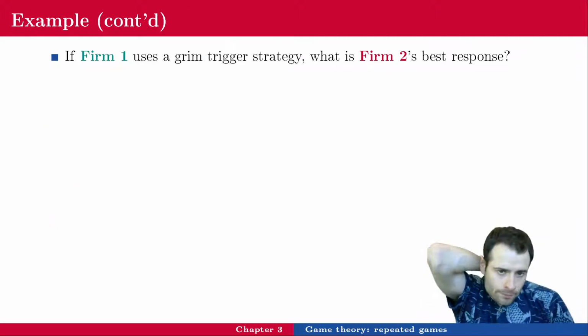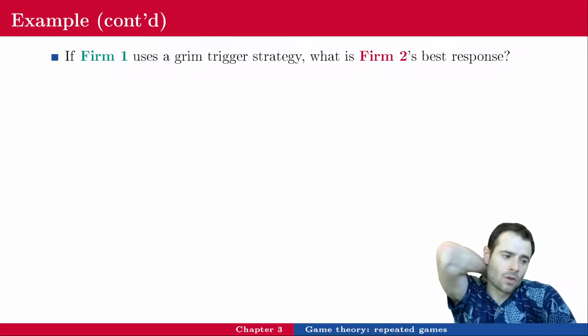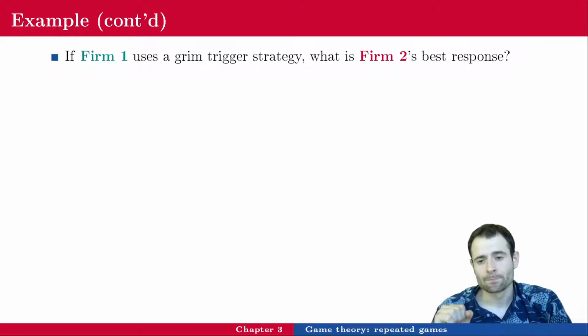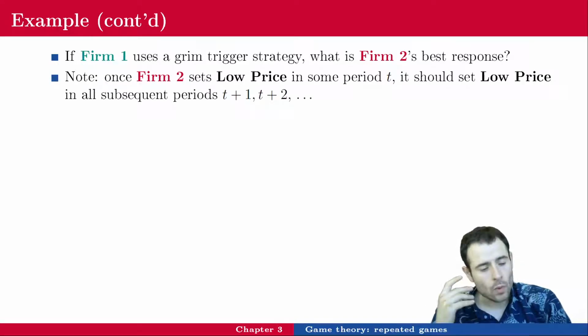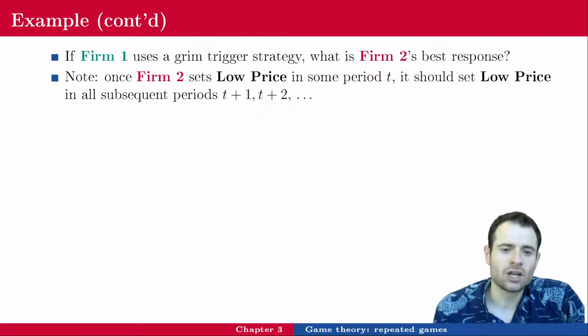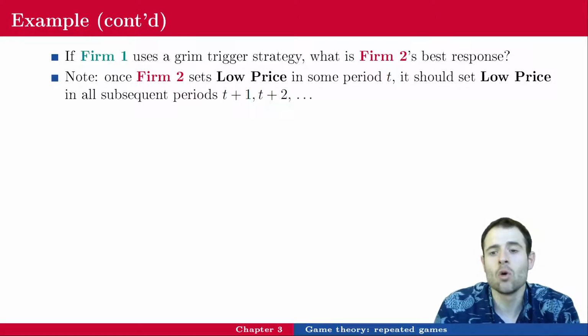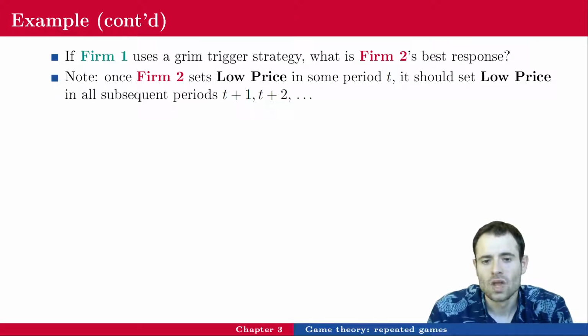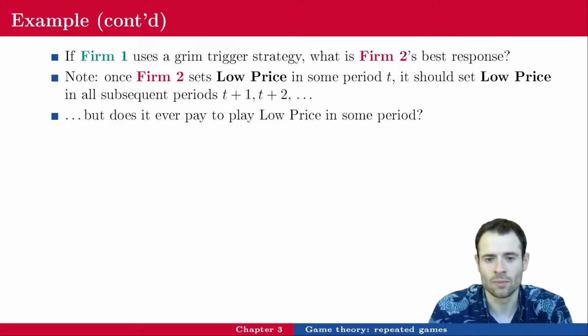So imagine that firm 1 uses a Grim trigger strategy. What is firm 2's best response? Well, let's think about it. Once firm 2 sets a low price, then because firm 1 is going to reply with low price forever, that's what the Grim trigger strategy is saying, firm 2 should stick to low price forever, right? So as soon as low price is played by firm 2, it should be low price forever by firm 2. That's a part of the best response.